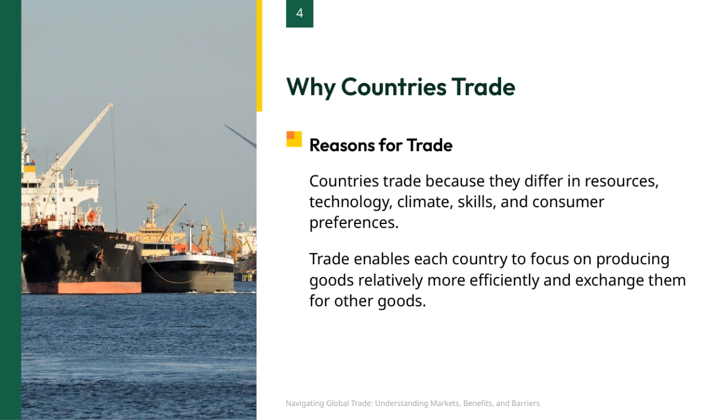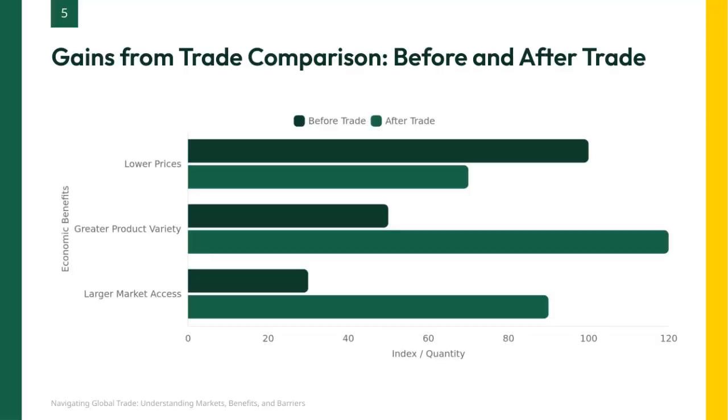Then, through trade, they exchange these goods with others, benefiting everyone involved by gaining access to products they cannot produce as efficiently themselves. This specialization and exchange drive economic growth and improve the variety of goods available worldwide. The image here highlights a busy port, symbolizing the dynamic flow of goods and the importance of maritime trade in connecting nations. Here we have a horizontal bar chart that compares key economic benefits before and after trade.